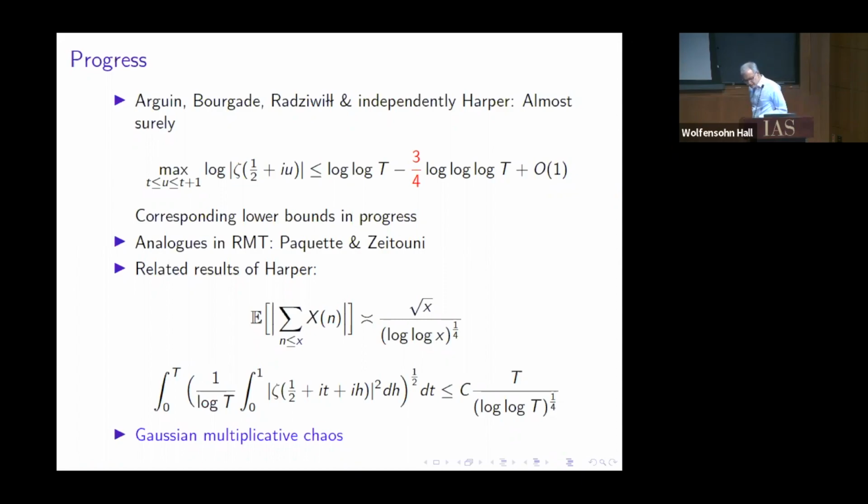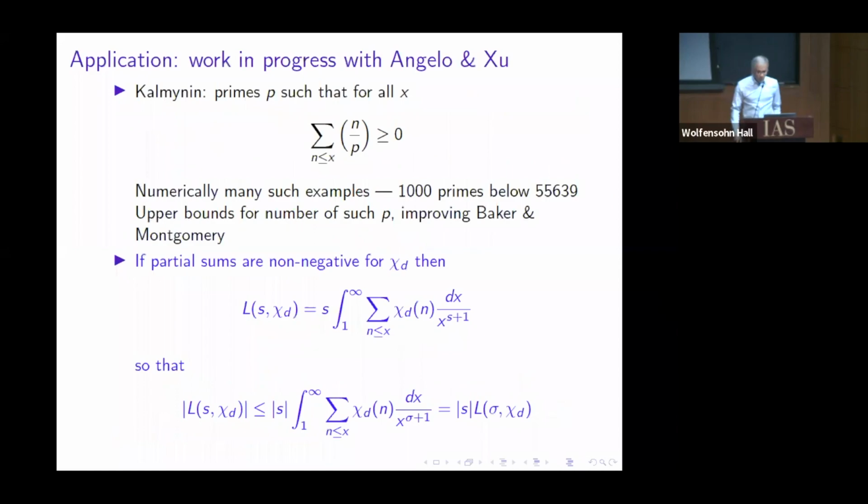I want to end with some work in progress with a couple of students of mine, Rodrigo Angelo and Max Xu, which has to do with a very concrete problem. Take a prime p, or you could take a fundamental discriminant χ_D, look at the character sums over n up to x of the Legendre symbol, and what's the chance that they are always positive? You would think that this is a very rare event.